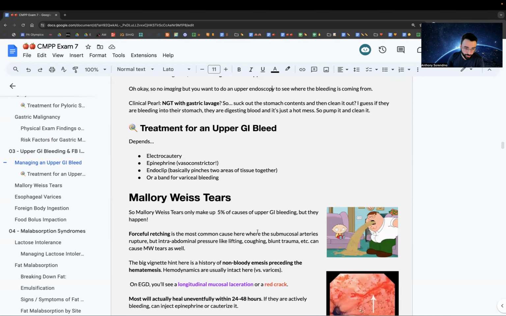We can burn it with electrocautery. We can hit them with epinephrine, which remember is a vasoconstrictor. We can do something called an endoclip, which basically pinches two areas of tissue together, or we can do a band for variceal bleeding.